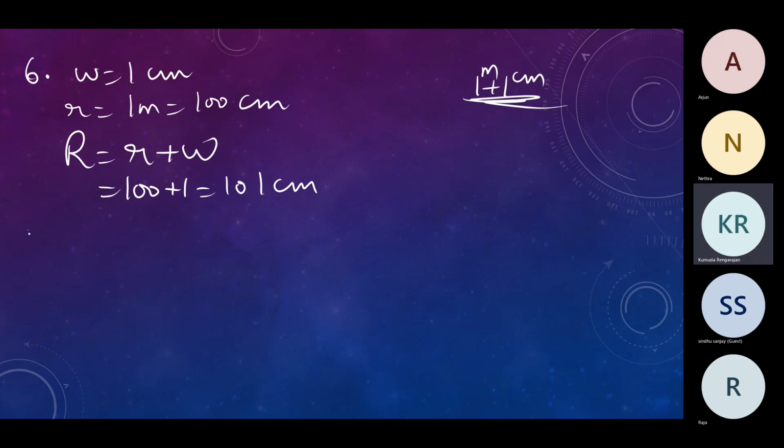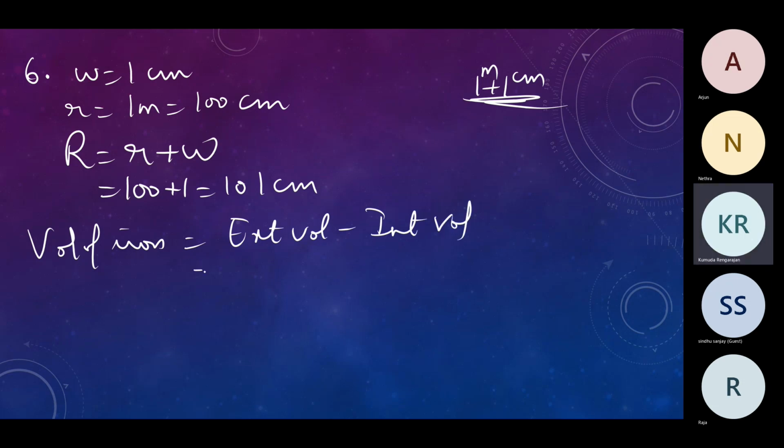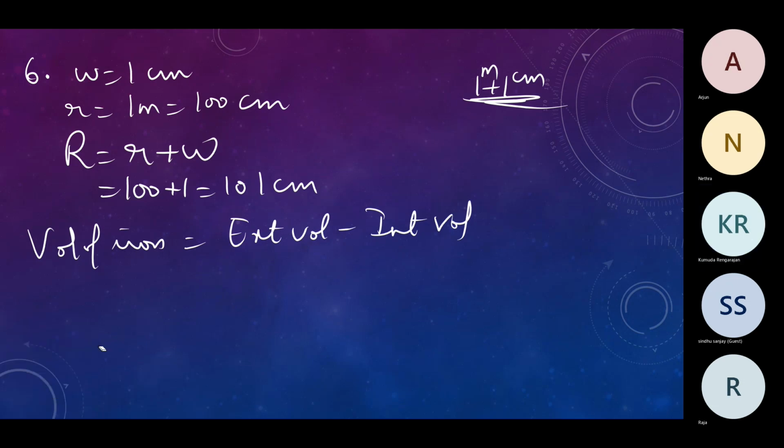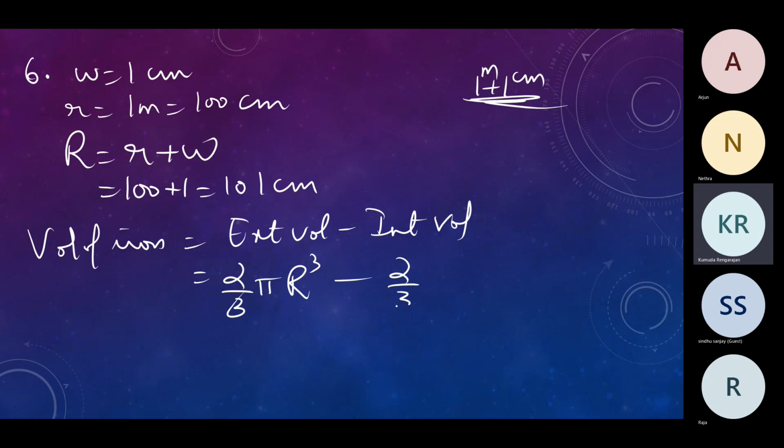Now we have to find the volume of iron in the tank. Volume of iron is equal to external volume minus internal volume. Oh, not 4 by 3, I'm so sorry. This is a hemispherical tank, so 2 by 3. So 2 by 3 pi capital R cubed is the external volume minus 2 by 3 pi small r cubed is the internal volume. So 2 by 3 pi is common, so R cubed minus r cubed. You'll have to substitute the values and find the volume.